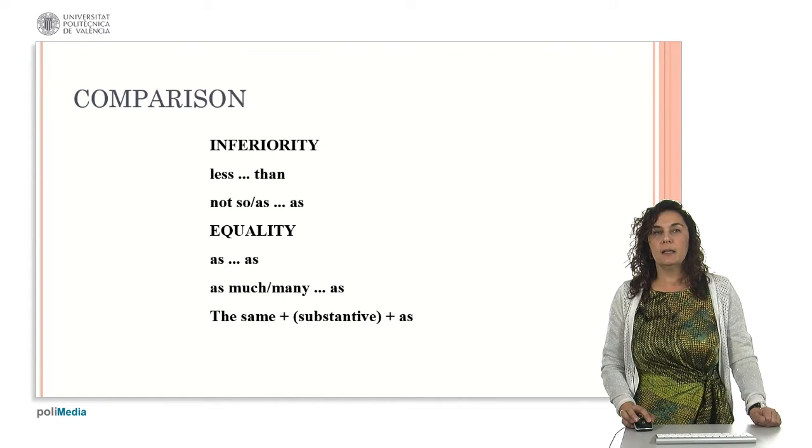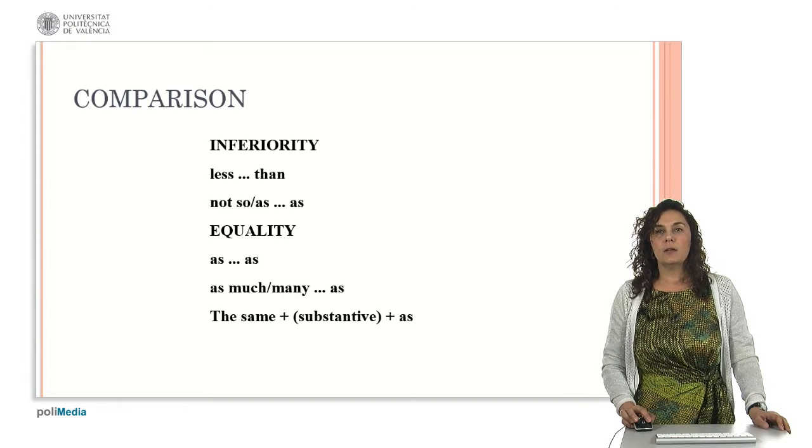You can compare things or people, taking into account if you want to express that they are inferior, equal, superior, or superlative. If we focus on inferiority, we can use this structure that you can see in the transparency. Less than, not so, as. We'll see some examples later, okay?